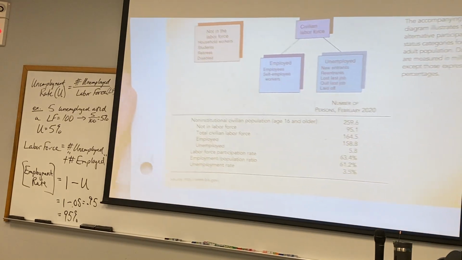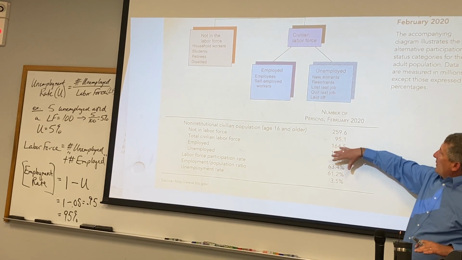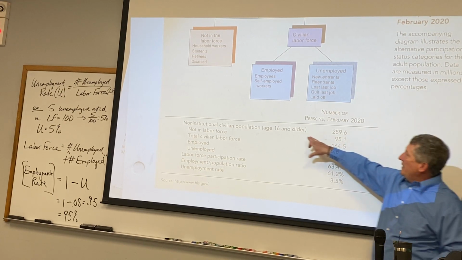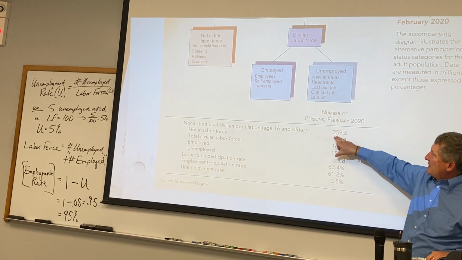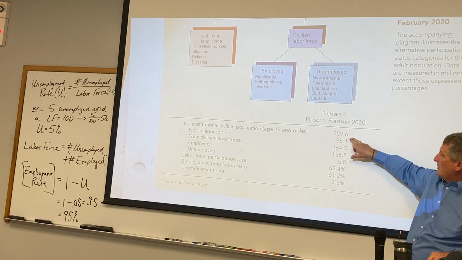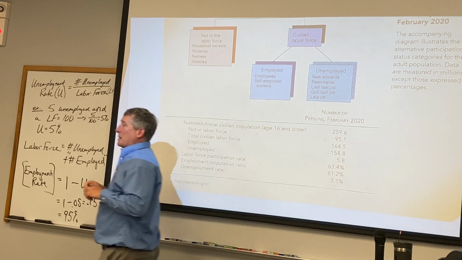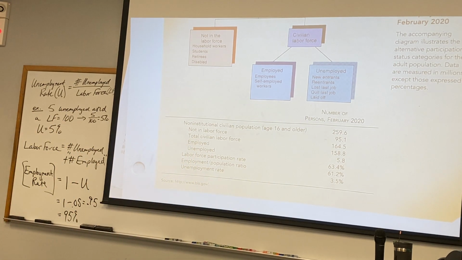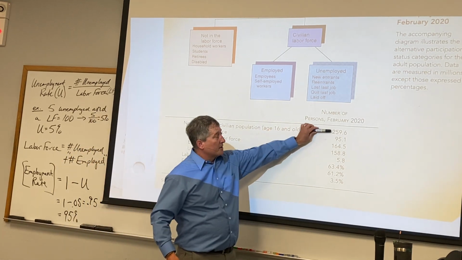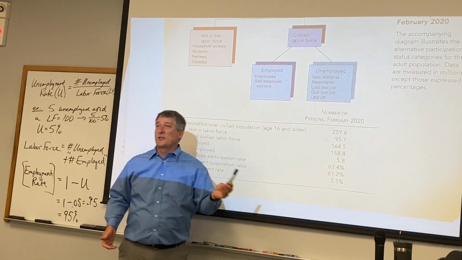All right, let's look at this data here. So this was from February of 2020. Non-institutional civilian population, 16 years of age and older, 260 million people. So 260 million people in the United States, 16 years of age and older. I kind of wish they put the population. What's the population of the United States roughly? 7 million? Nope. Lot bigger. This is 260. This is in millions here. So we're at 260 million with just the non-institutionalized 16 years of age and older.